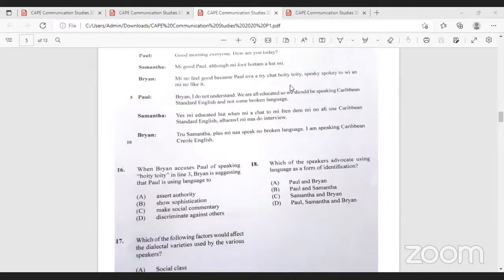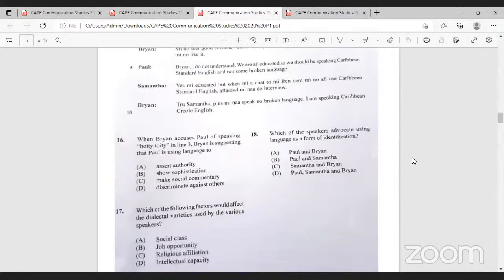So the answer there for 18 would be A. Samantha is not really advocating as a form of identification, but for something else, right? It's definitely Paul and Brian. So 18 is A. So 16 is B, 17 is A, and 18 is A. Right?